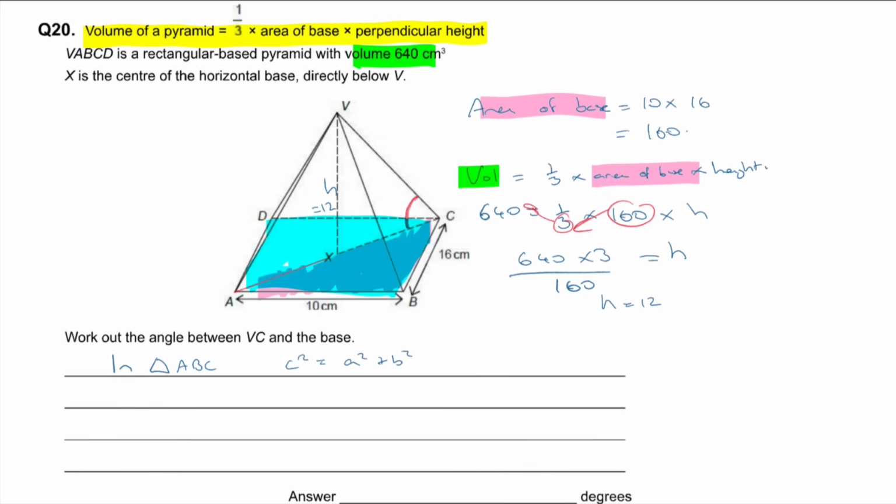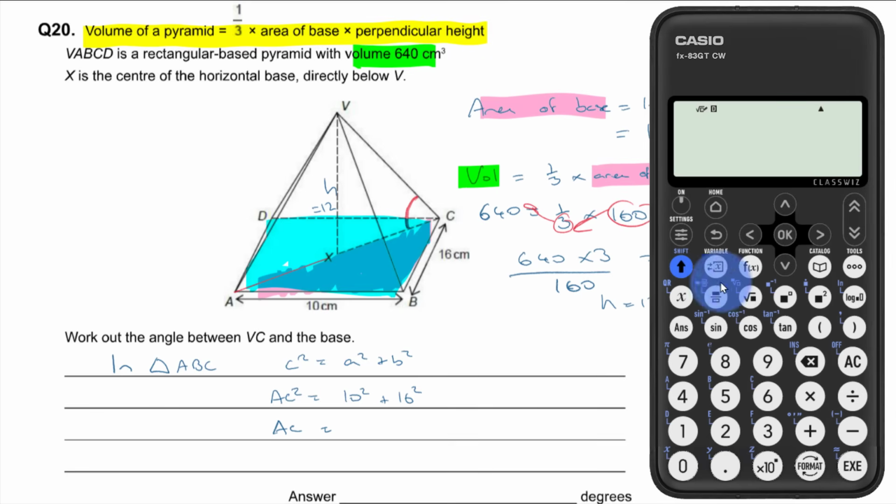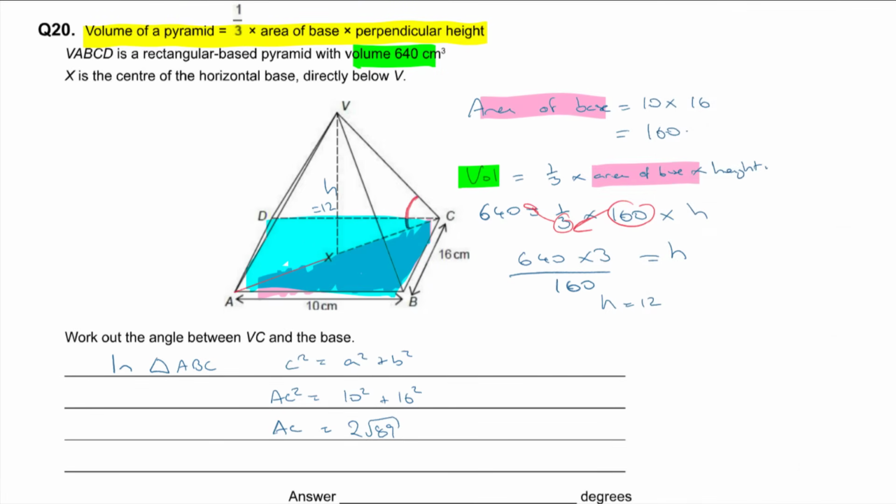So that's AC squared, isn't it? So AC squared is equal to 10 squared plus 16 squared. So then AC is going to be the square root of 10 squared plus 16 squared. I make that 2 lots of root 89. Okay, I'm just going to leave it in root form for now.